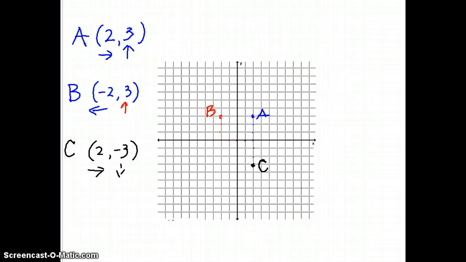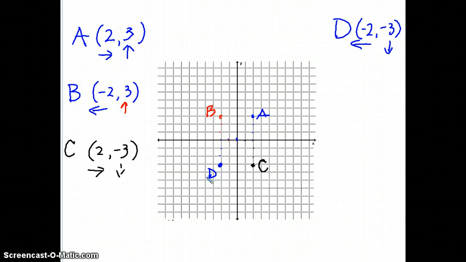Okay, moving on to letter D. So we have used the variety of 2, 3 positives or negatives. So we are going to do a -2, -3. Again, starting at the origin. We start at the origin. We are moving left 2 units and then down 3 units. And that gives me my point D.